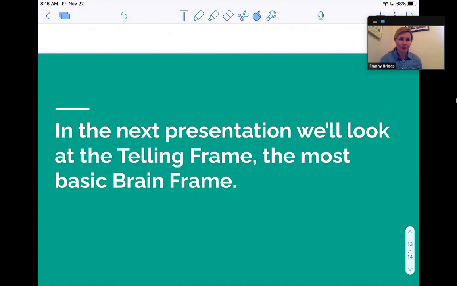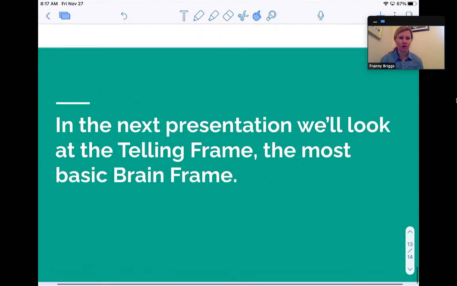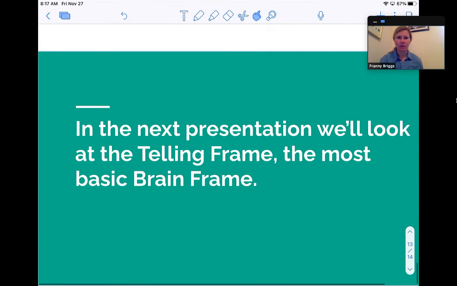And in the next presentation, we're going to look specifically at telling frames. Obviously, it's pretty simple to describe what a telling frame is, but what I'm going to try to do for you in these presentations is give really clear examples of how you can use these frames in your classroom, and examples from primary and from secondary, from science and from English, and all the different classes and subjects.